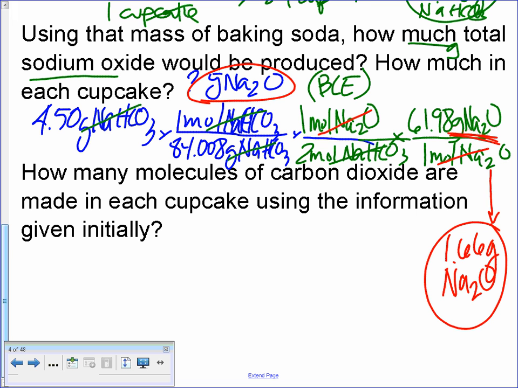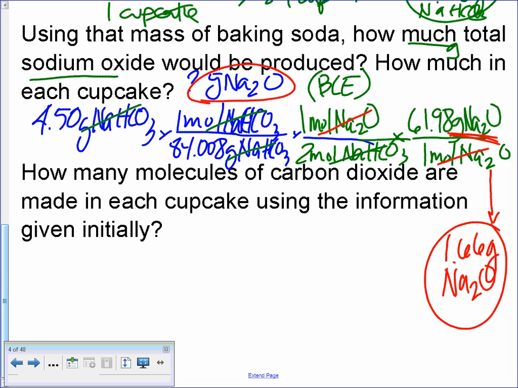So why would a baker want to know how much of this product is made? Okay, well this is staying in the cupcake, right? So this is a product. It's not a gas because we made sodium oxide, water, and carbon dioxide. The carbon dioxide is coming out, it's lifting the cupcake, it's making it look kind of light and fluffy. This is staying in the cupcake.